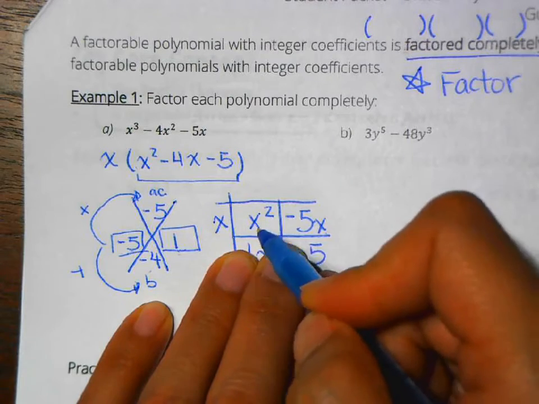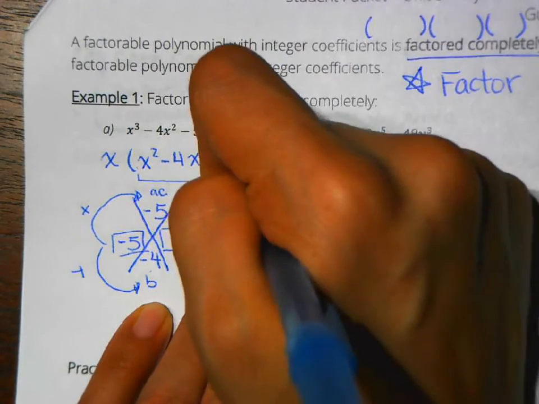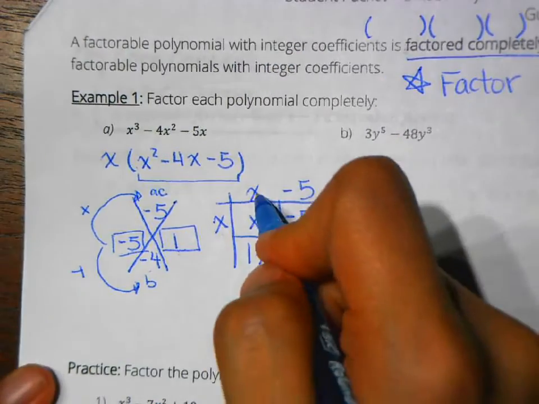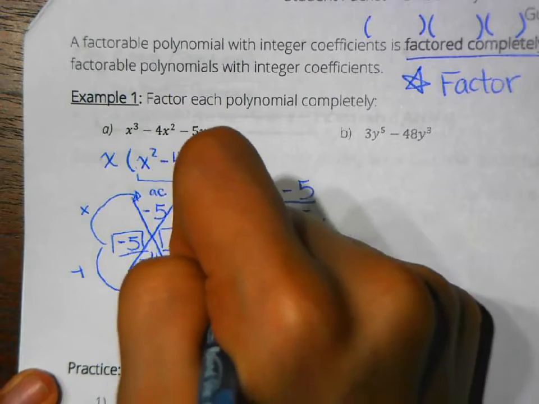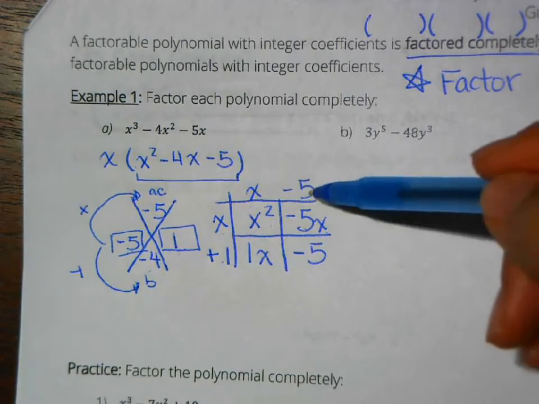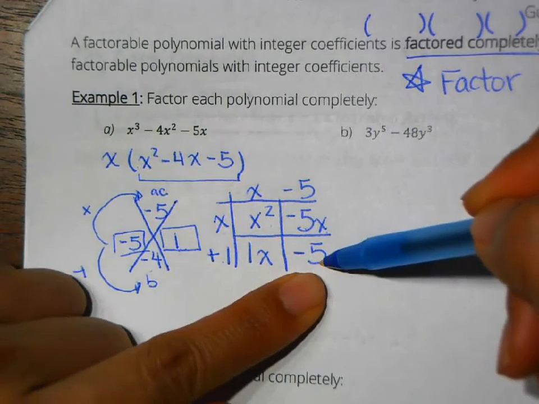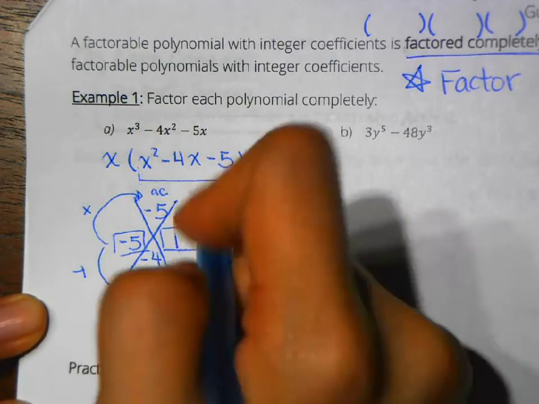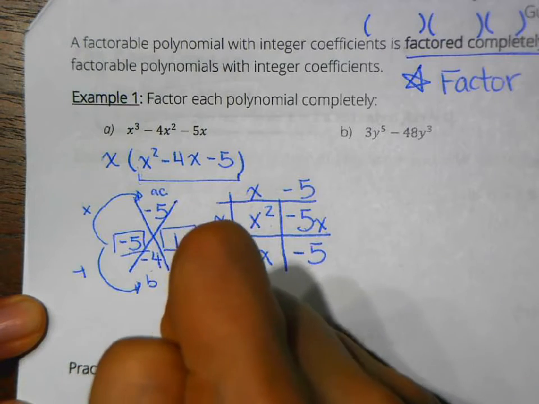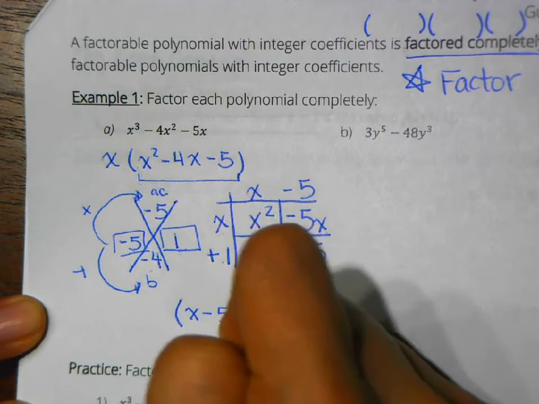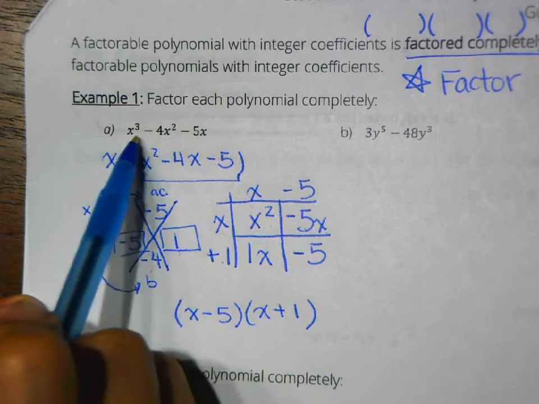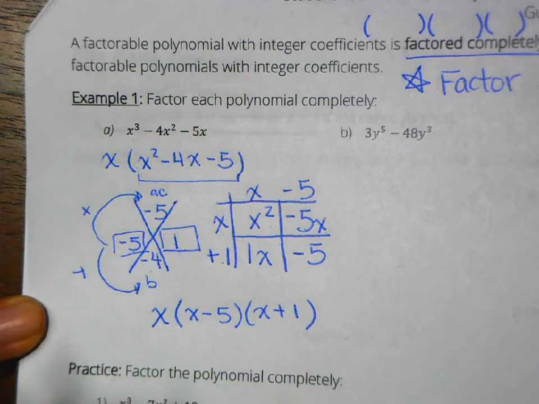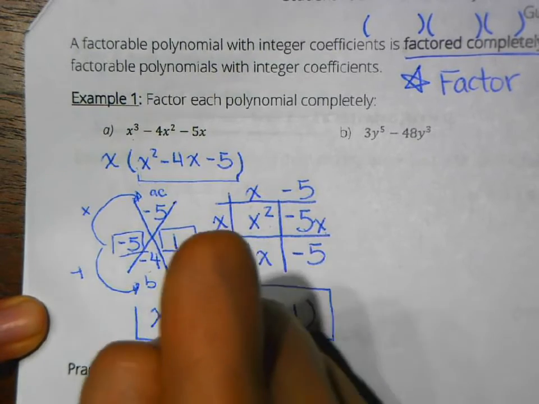Using that x, I can now figure out what goes inside. x times x is x squared. x times negative 5 is negative 5x. x times 1 is positive 1x. Double check, negative 5 times positive 1 equals negative 5. All right, so that quadratic trinomial is going to factor to x minus 5 times x plus 1. Don't forget, we factored out an x before, so we need to make sure that we put that x back outside. This is now completely factored.